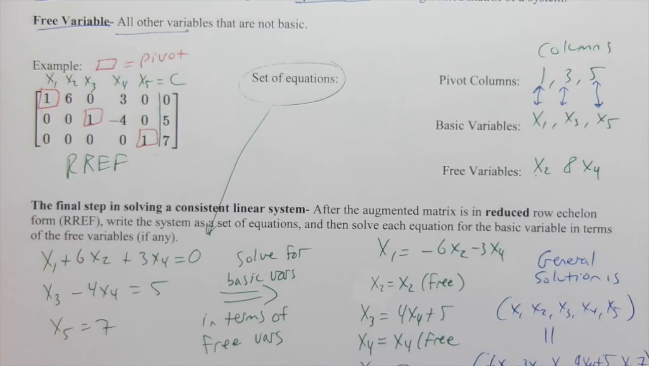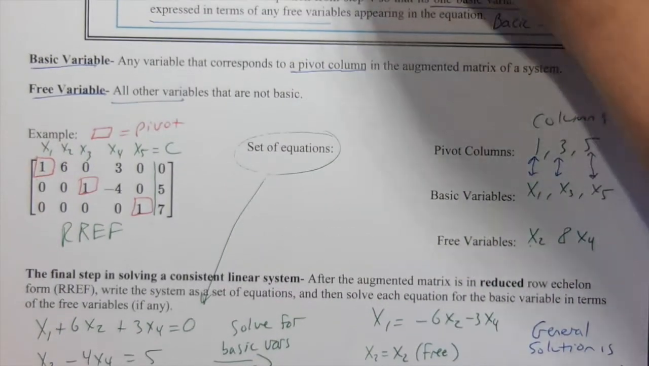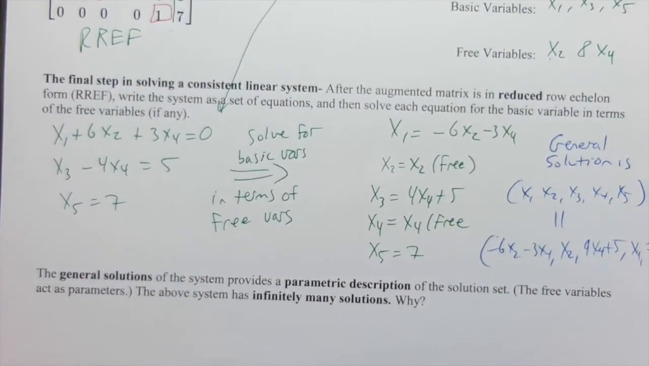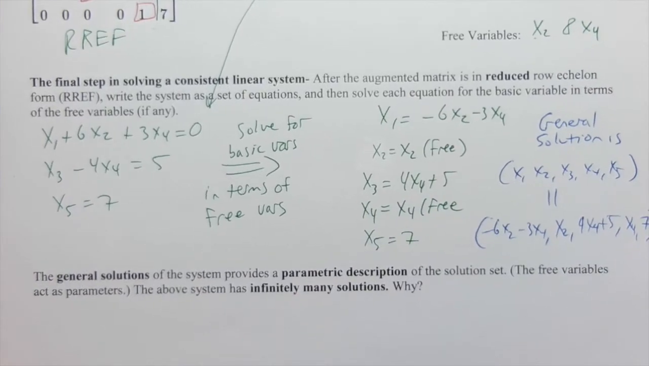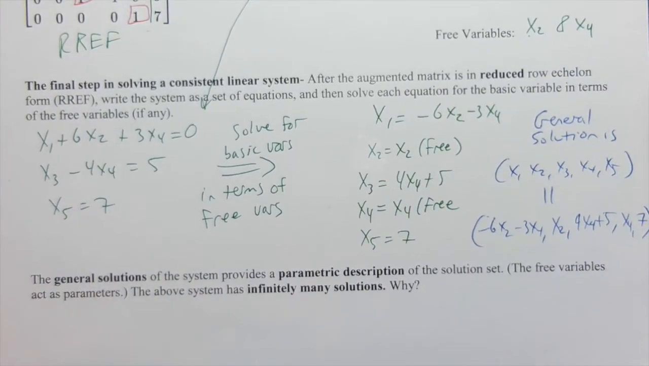Another way we can express that solution is by using a parametric description, like it says at the bottom here. So let's read this. The general solution of a system provides a parametric description of the solution set. You can see that the free variables act as parameters. In other words, right, the free variables x2 and x4 were inside the solution of that last problem. And so they're parameters in the solution.